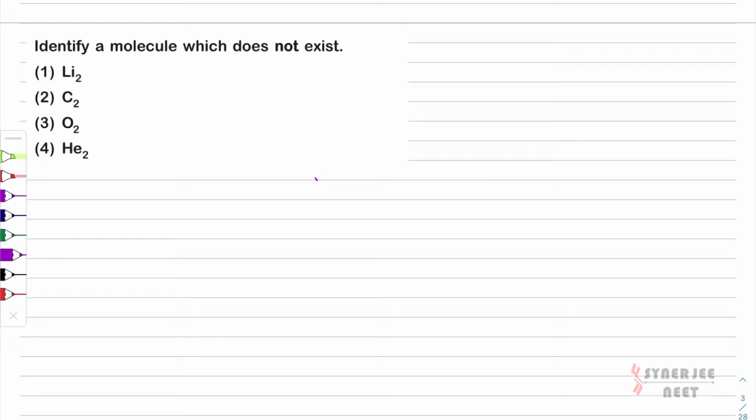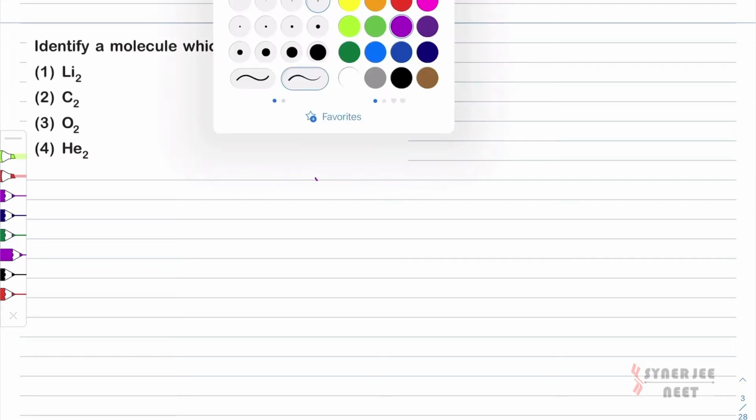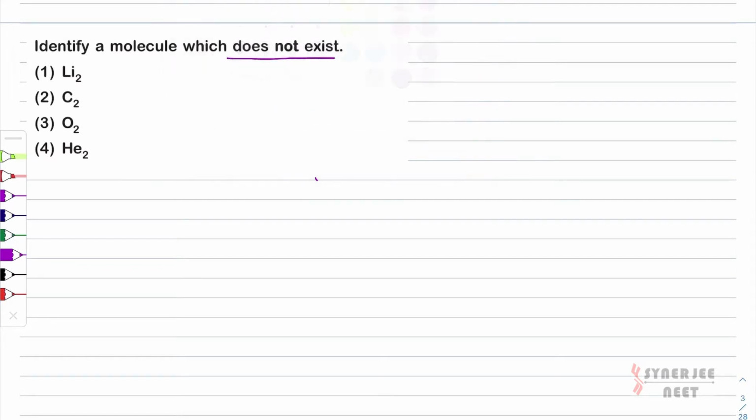In this question, identify a molecule which does not exist. Look here, one thing. In case of molecules, especially diatomic molecules, that means two atoms are involved in the molecule, use the molecular orbital theory, MO theory.